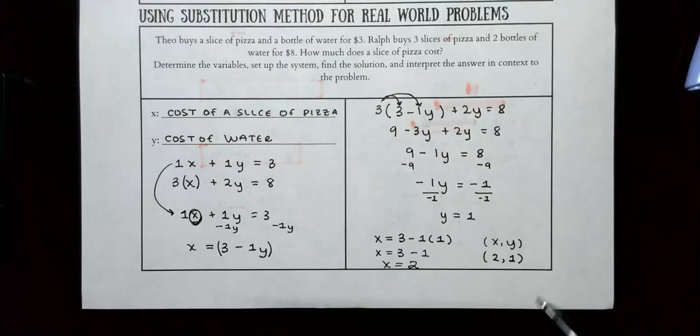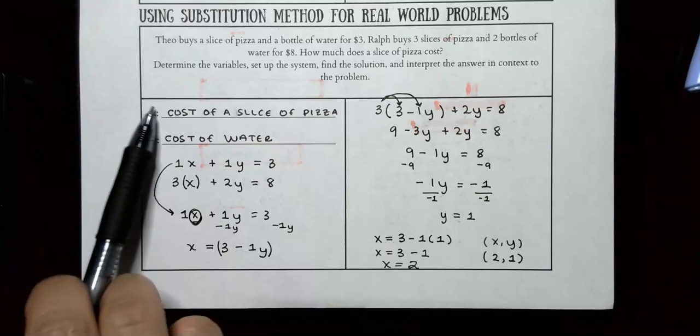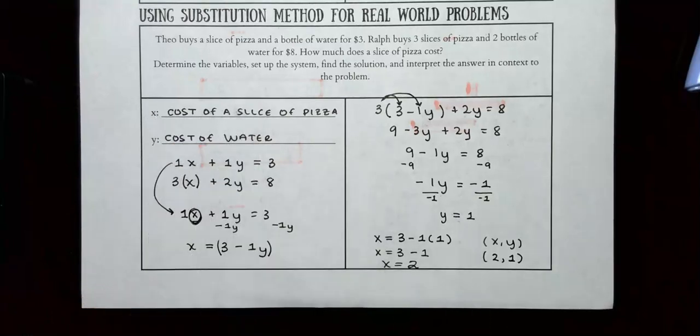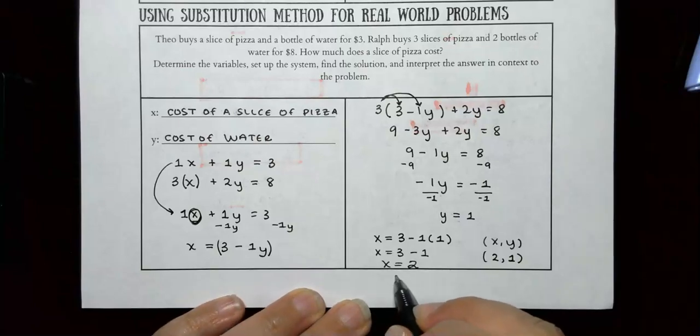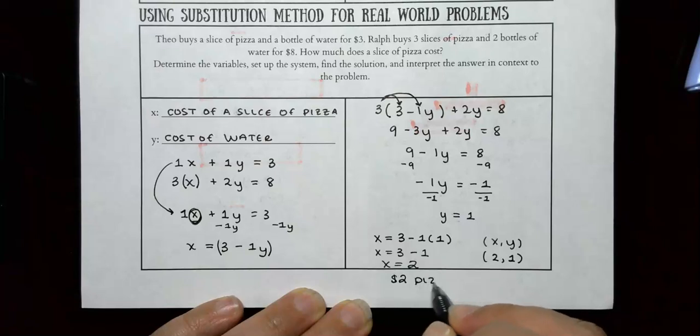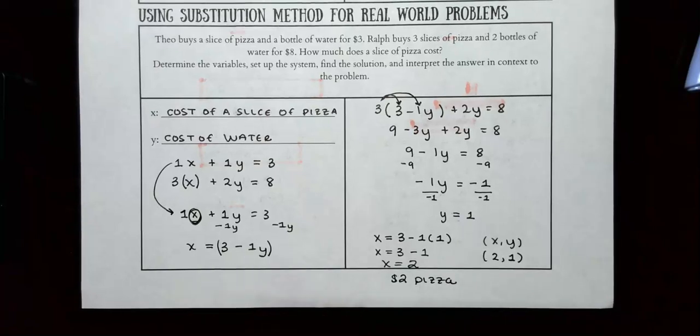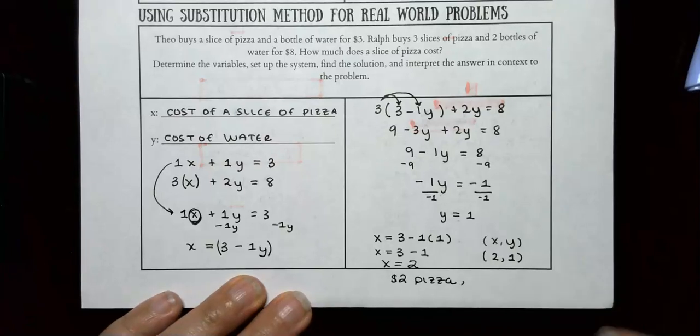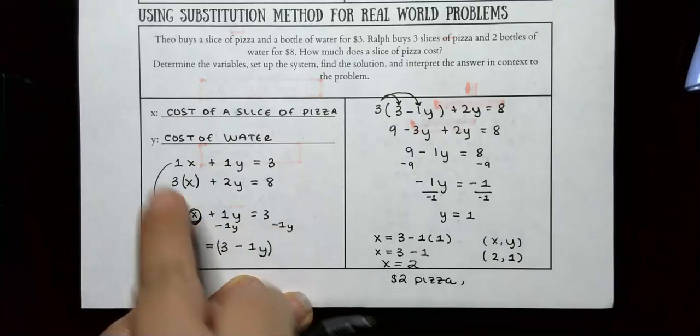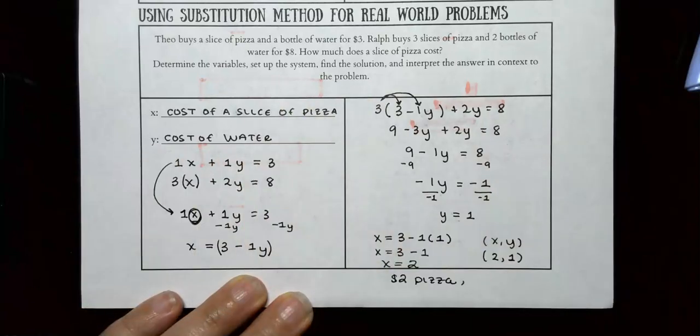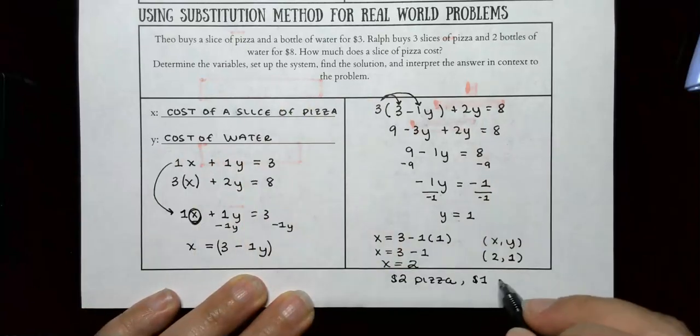Now, it's not enough. This is a word problem. We cannot leave it like this. Because what does the 2 represent? What does the 1 represent? They gave us a whole word problem here. So we're going to go back to our variables at the beginning. X represents the cost of the slice of pizza. So we're talking about $2. Pizza costs $2. And then that tells us that our bottle of water, because it says right here, is y. So our y value is 1, costs $1.